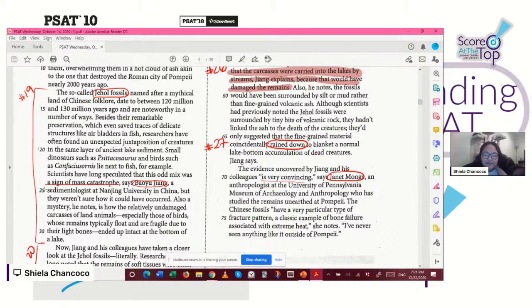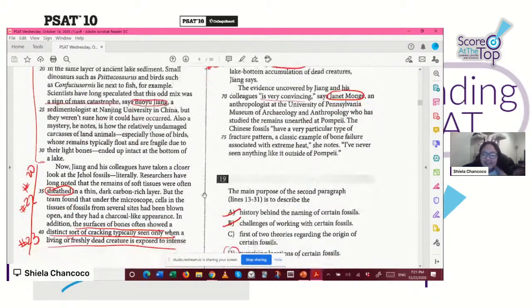So during the first read, I pointed out a sign of mass catastrophe. And then there are structures and bladders of fish found, like sediments, like all these things, that small dinosaurs and birds lie next to the fish. Okay, so they're saying dinosaurs, birds, and fishes, and all these things, right?